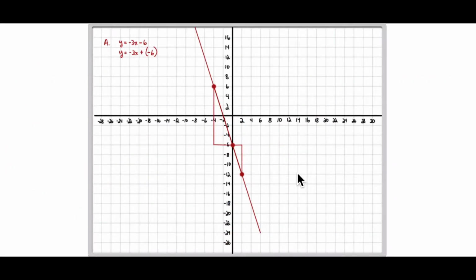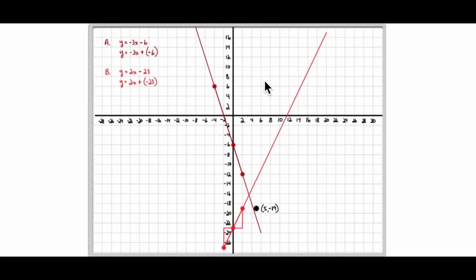So to graph each one of these, I just went to the y-intercept, which is -6, and then I looked at the slopes. So for each unit along the x-axis, you go down 3 units. So it's 2 over and down 6 units, 2, 4, 6. Same with 4 over and up 12 units, 2, 4, 6, 8, 10, 12. And so it's the same thing every time with each graph.